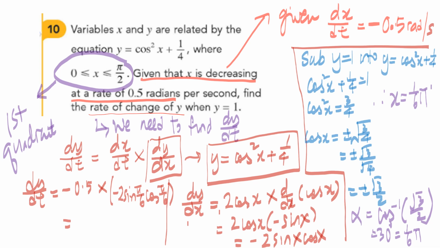Right, so you have negative 0.5 times bracket negative 2 times sine pi over 6 close bracket cosine pi over 6 close bracket. You will get 0.433, three significant figures. And the units will be radians per second. So the rate of change of y will be 0.433 radians per second.